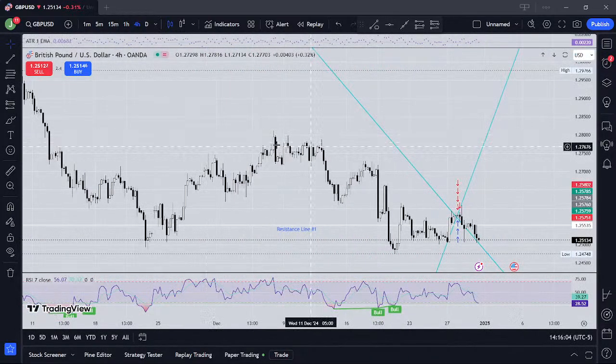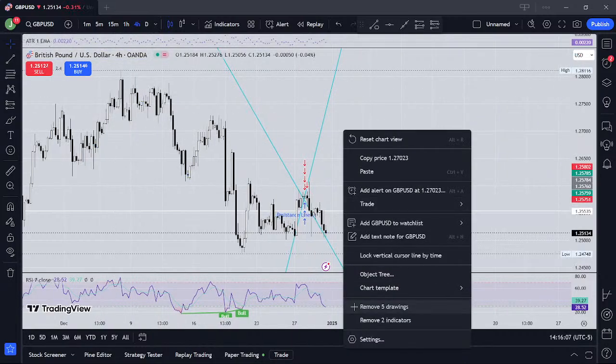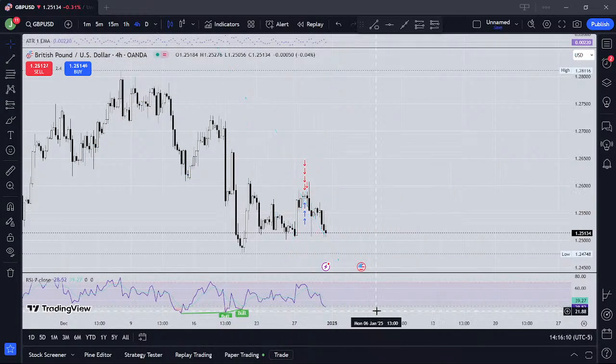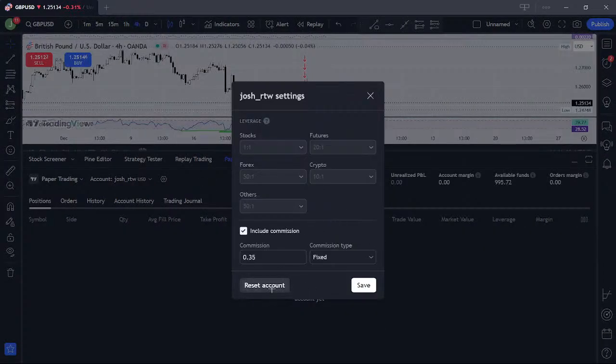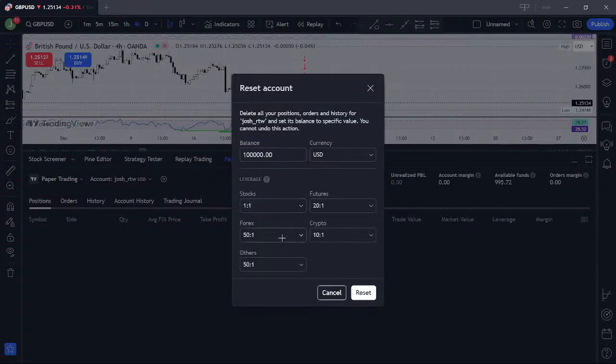So I just want to restart everything and clear out the drawings. I'm gonna start a new paper trading account, so I'm just gonna hit reset. I'm gonna go for Forex. I'm just gonna start off with 1 to 10 leverage because I'm a new person. Stocks is 1 to 1. We're gonna start with $1,000. Reset.